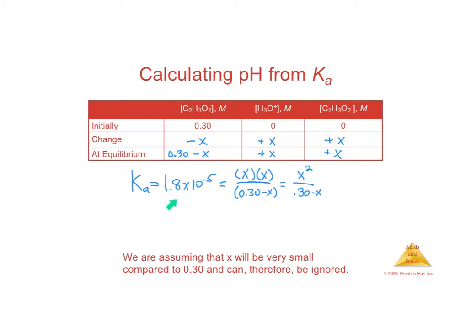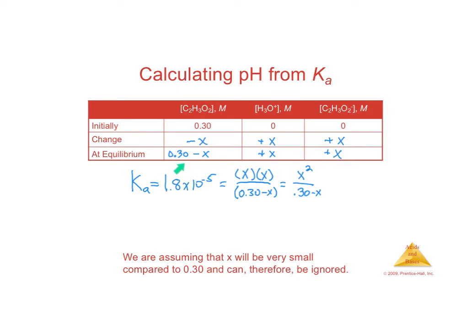Do you see how this dissociation constant, 1.8 times 10 to the minus 5, is pretty small compared to the initial concentration of 0.3 molar acetic acid? The general rule is that when they're about 3 to 4 orders of magnitude apart, the value of x is going to be insignificant compared to your starting concentration.